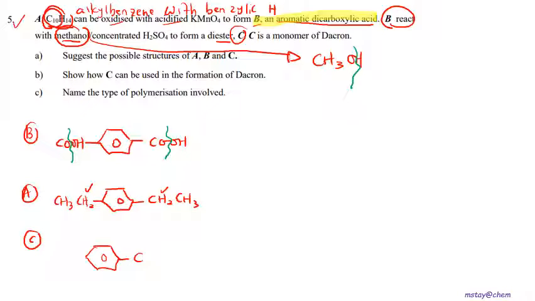And then C double bond O, C double bond O. Then we'll connect it to OCH3 and here also OCH3. So after we are done with question A, now we will continue with question B.